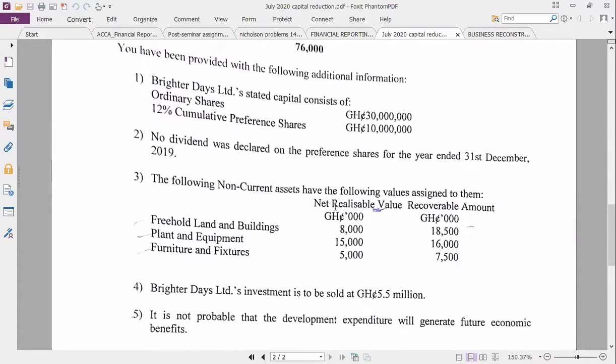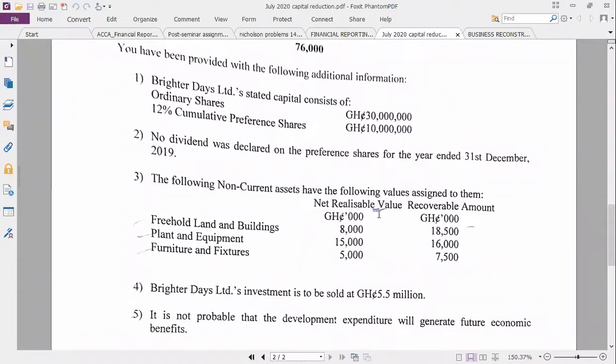The following non-current assets have the following values assigned to them. So thank God, they have given us net realizable value and the recoverable amount. They have a purpose. For liquidation, we say first, select disposal value, net disposal value, or for sale value, or liquidated value, or breakdown, or breakup value.